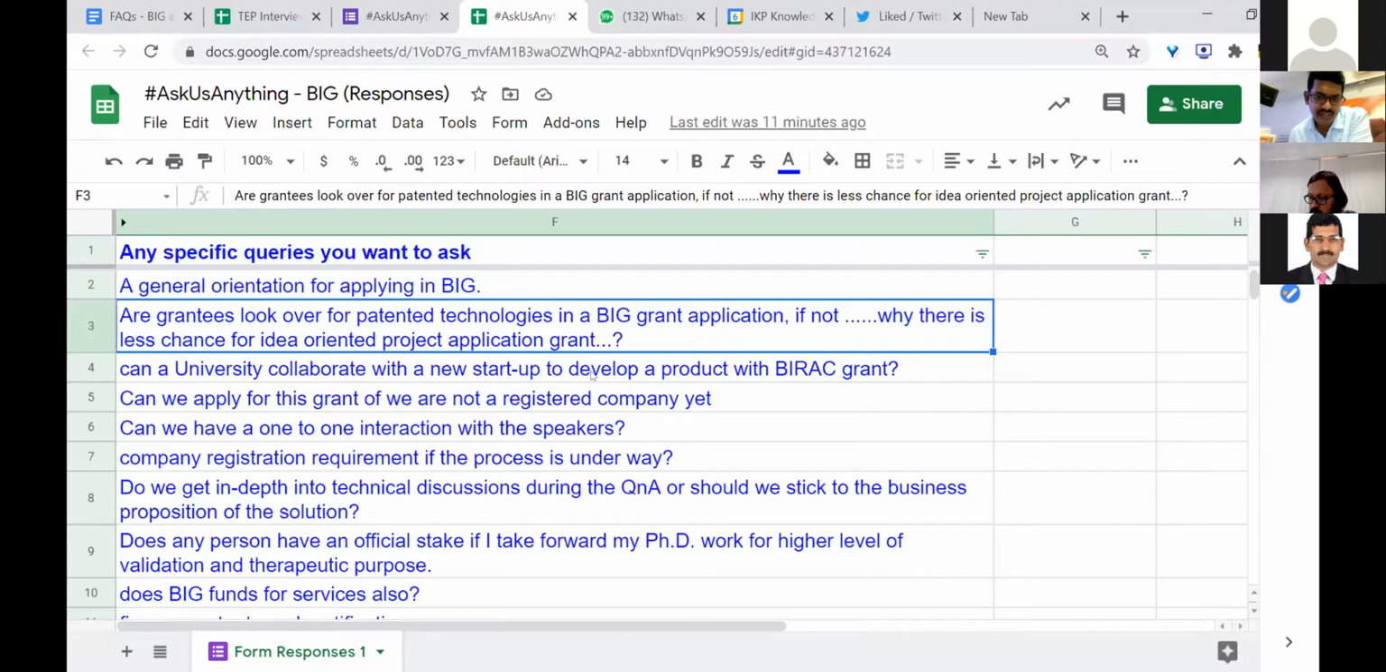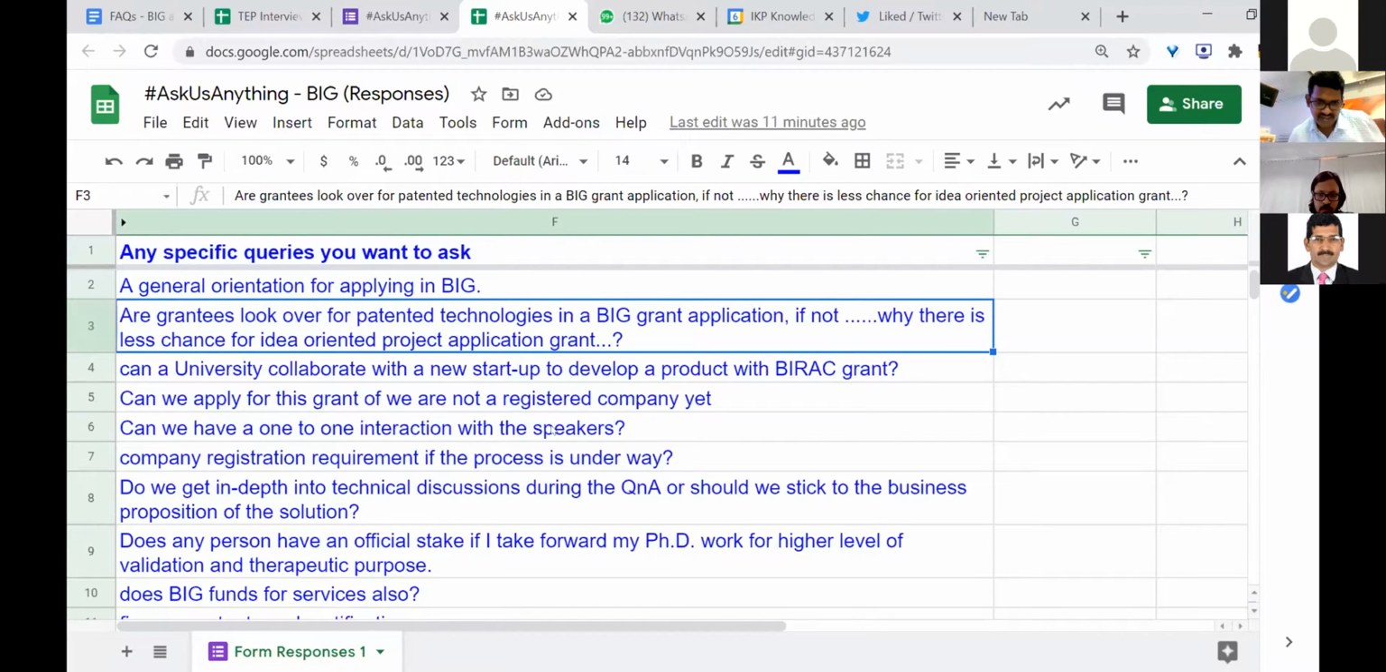Can a university collaborate with a new startup to develop the product with a BIRAC grant? University and startup collaboration is an independent thing. In the BIG grant, what you will be developing will be from the company side. You can have collaborations with n number of startups and universities. Can we apply for this grant if we are not a registered company yet? Yes, certainly you can apply as an individual this time, even if you do not have a registered company. Even LLPs are accepted as companies this time for company applicants.